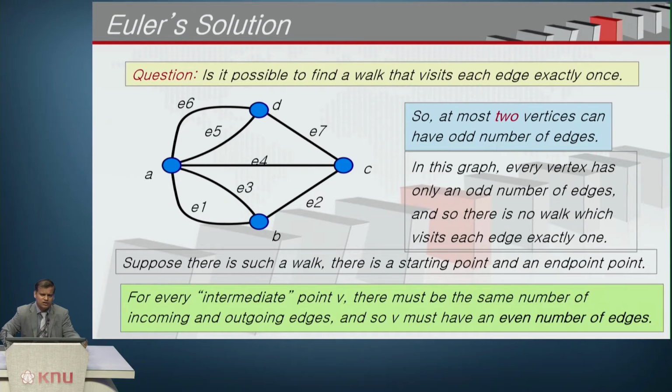So there is no walk which visits each edge exactly once. If you consider closely, each vertex has an odd number of edges. For example, vertex A has 5 edges, vertex C has 3 edges, vertex D has 3, vertex B has 3. So with this consideration, you can't have the walk that we are interested in.